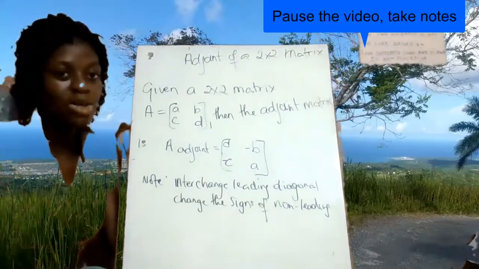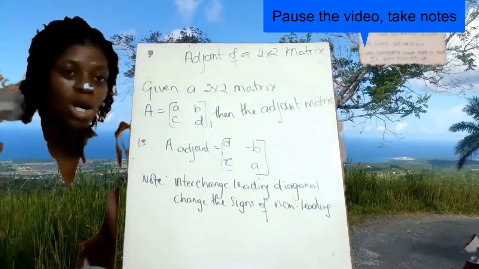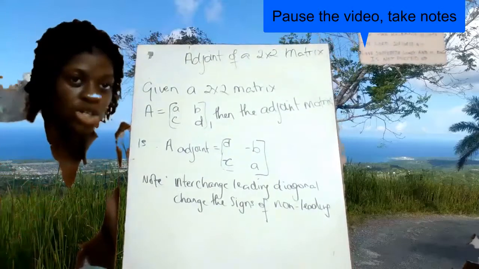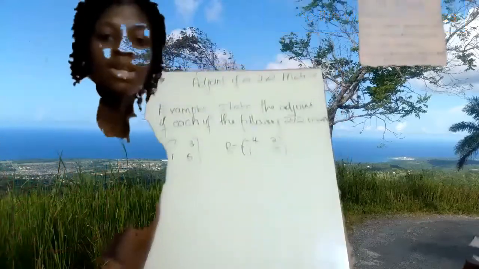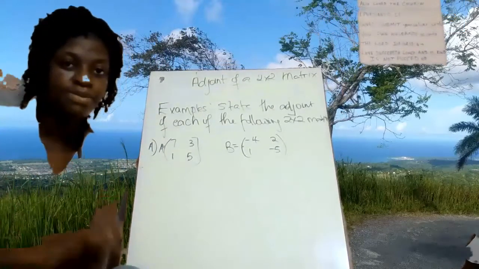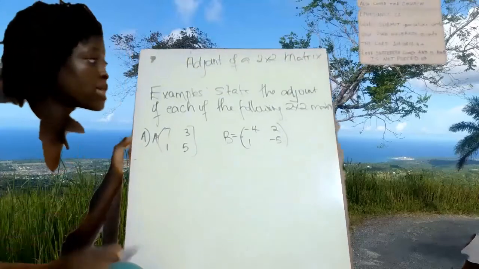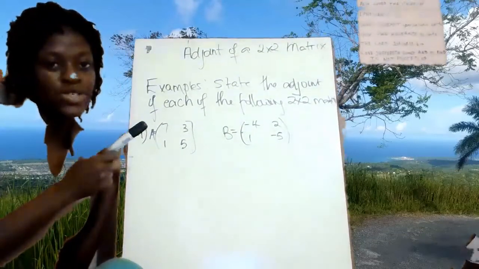Of course, we're going to look at 2 or 3 examples. It's pretty simple. What makes it stick is repetition, doing it over and over again. So we will start with 2 examples, then go to a third one. The examples say: state the adjoint of each of the following 2x2 matrices.